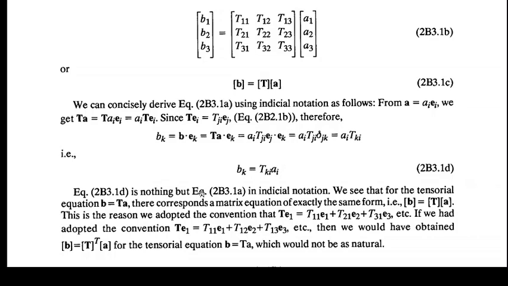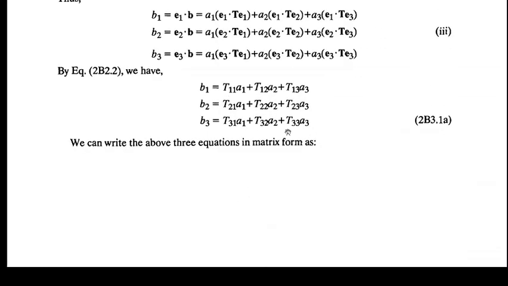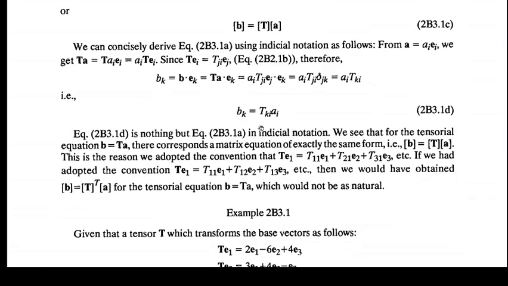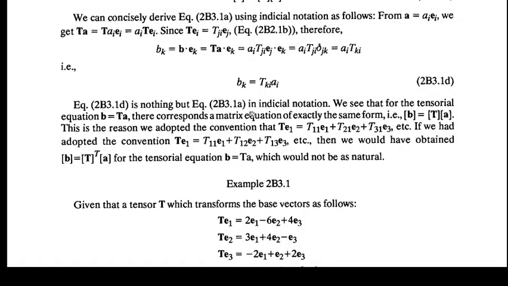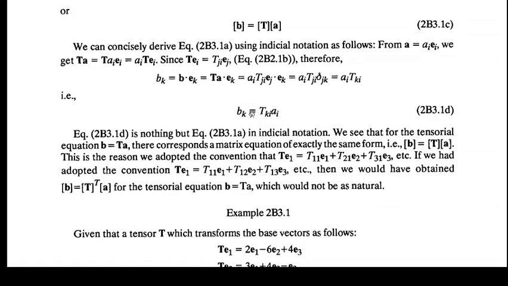As it is written here, this is the indicial notation of equation 2B 3.1a, which simply contains 3 equations basically. Now, we have seen that b is equal to Ta. It corresponds to a matrix equation of exactly the same form, that is, matrix B is equal to T matrix and A matrix.